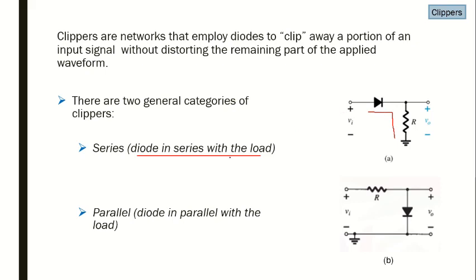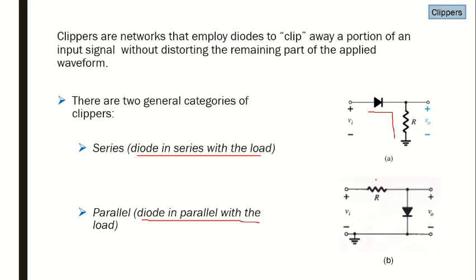The second type of clipper is called a parallel clipper, in which the diode is in parallel with the load. So the diode is in parallel with the load. The load is V0.